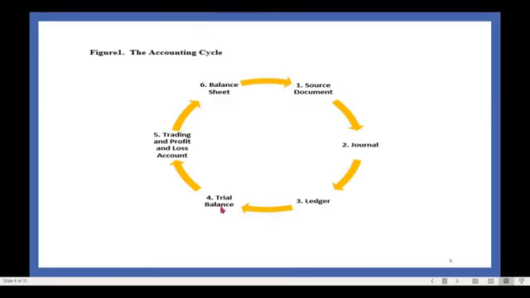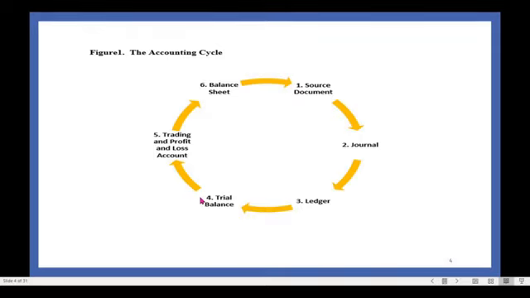Now, at the end of the accounting period, you will want to know how well the business performed, so you will be doing a trading and profit and loss account to determine whether the business made a profit or a loss. You will use information from the trial balance to do this.